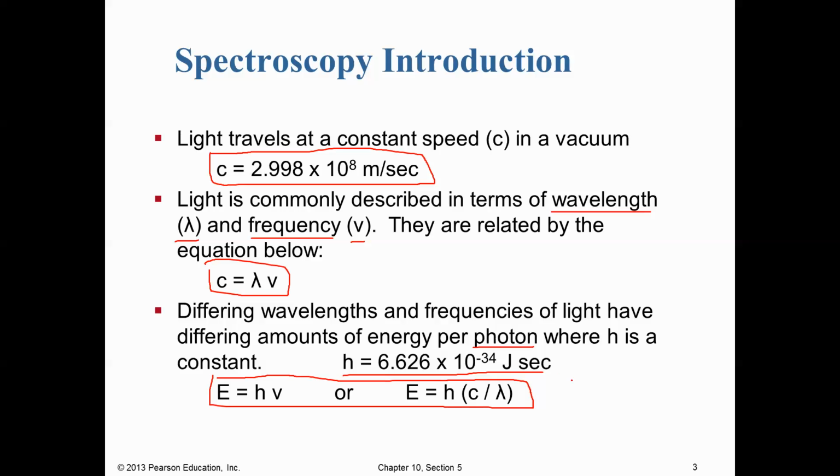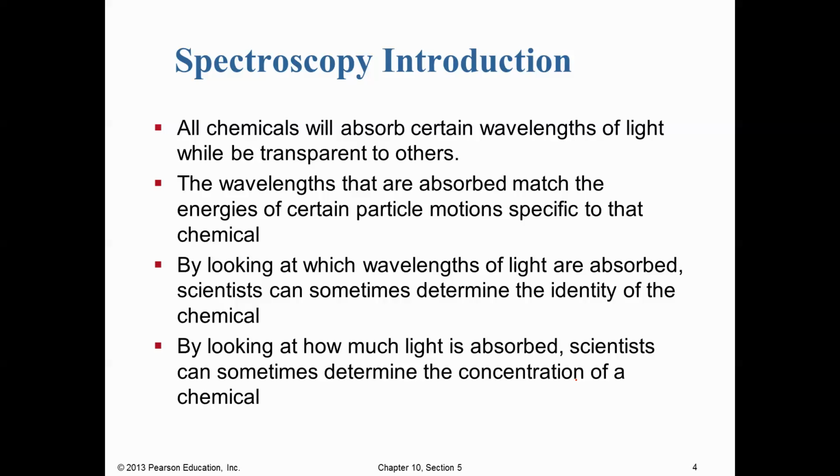So how does this fit into chemistry class? This sounds like physics. Well, we're about to slam some chemistry and physics together. And so what we see is that all chemicals are going to absorb certain wavelengths of light, and they are also going to be transparent to other wavelengths of light. So this is almost like a fingerprint for a chemical. A given chemical is going to absorb some wavelengths of light and be transparent to others.